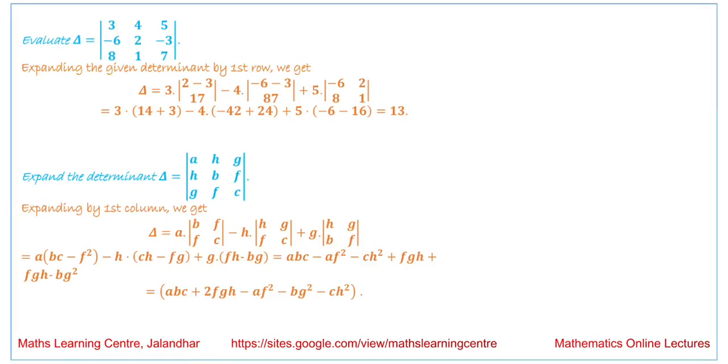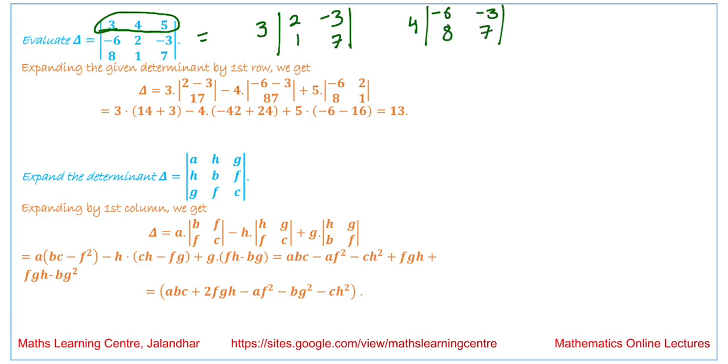Next is, evaluate this determinant. Suppose we are expanding this determinant by the first row. We are talking about this row over here. The answer we obtain is 3, and the minor corresponding to it is 2, minus 3, 1, 7. Next it is 4, and the minor corresponding to it is minus 6, minus 3, 8 and 7. And last it is 5, and the minor corresponding to it is minus 6, 2, 8 and 1. The signs corresponding to this first row, as we know, are plus, minus and plus. So we are writing plus, minus and plus.